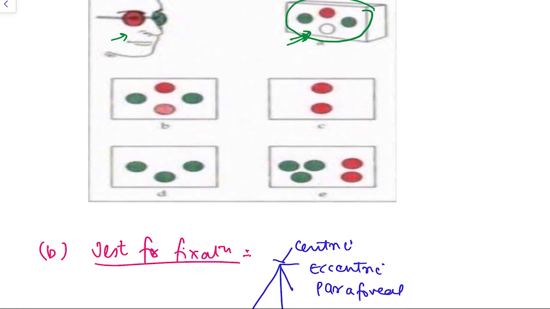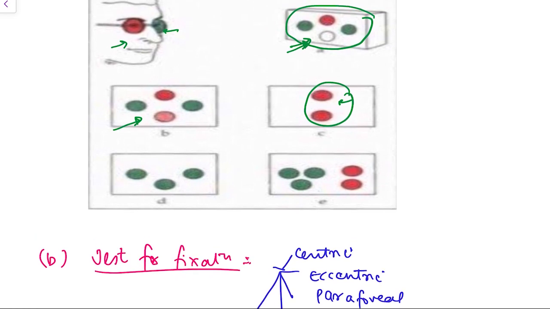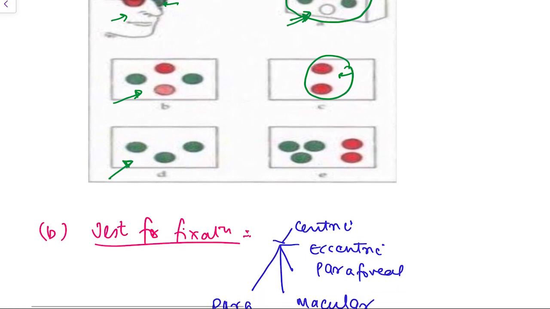Now if the patient is having any abnormal retinal correspondence, the patient will see an image like this. And if there is left suppression, the patient is not able to see through the left eye, then this will be the image perceived by the patient. And if there is right suppression, the image will be perceived like this.